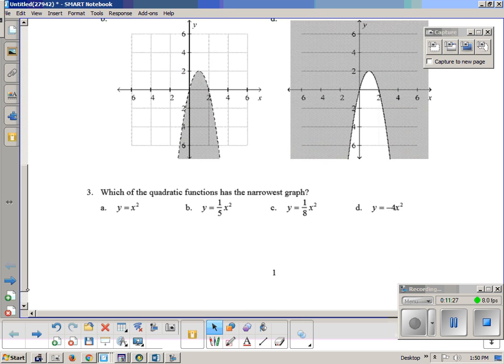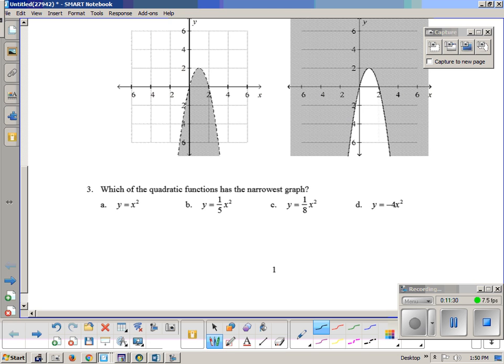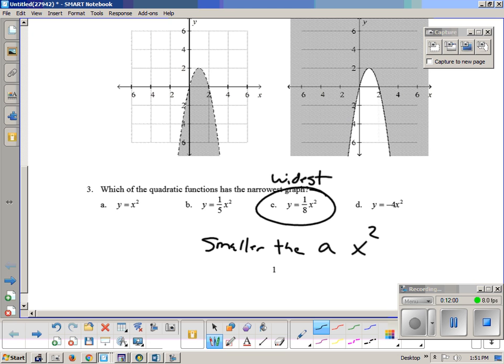This is where the questions are different. Which of the graphs of the function has the narrowest graph? The narrowest graph will have the smallest fraction in front of it. That would be letter C. So the smaller the a value in front of x squared, the more... Well, I'm sorry, I messed this one up. Sorry, it's the other way around. This is the widest, and the narrowest would be the skinniest, which would be D. D would be the skinniest. Sorry about that. I just messed that up.